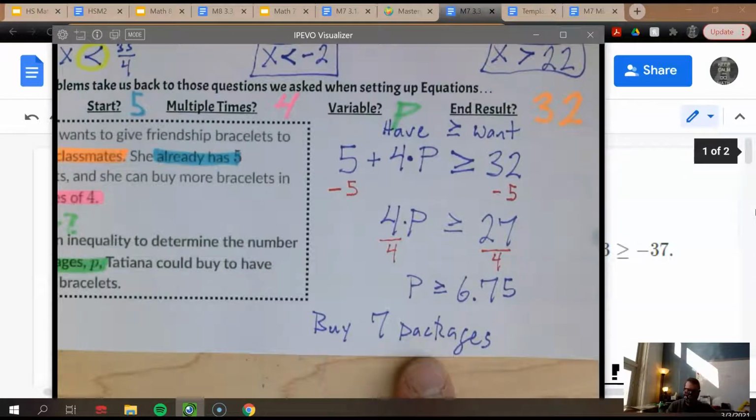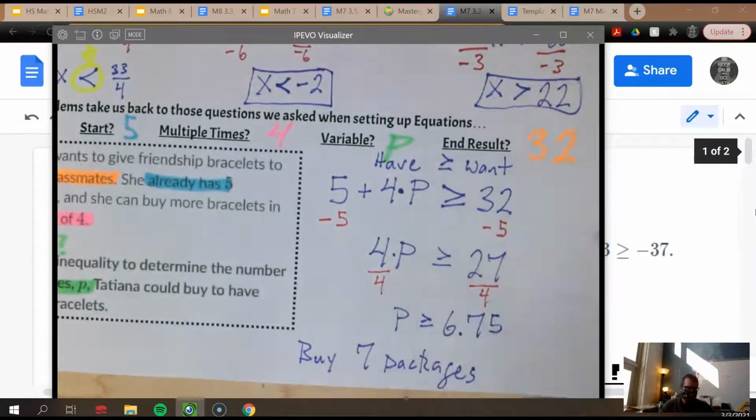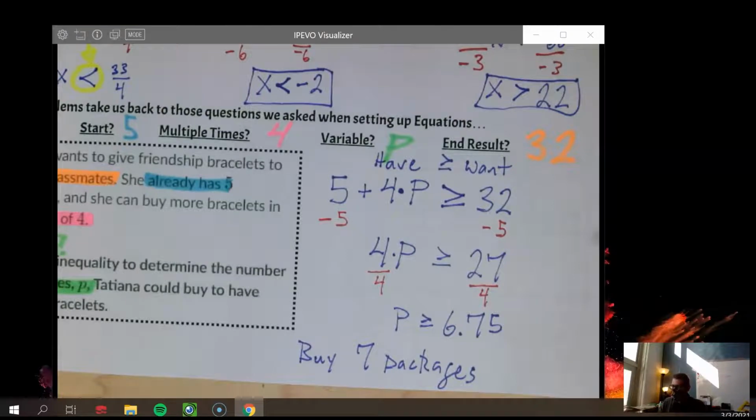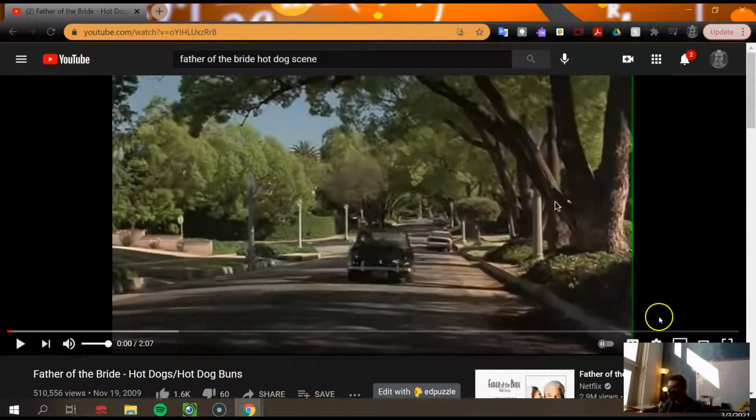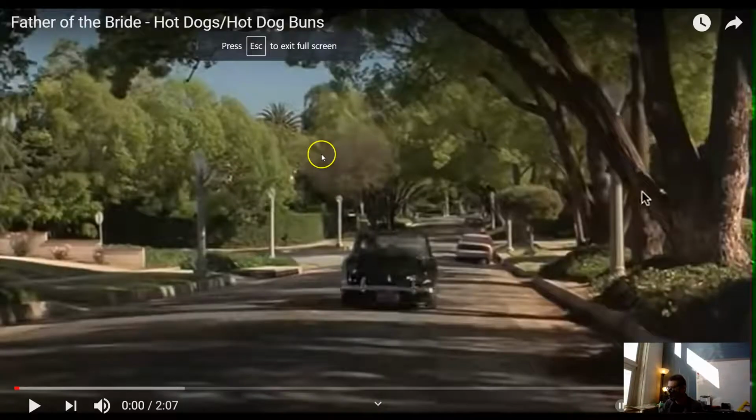Take a moment to start the problems on the back. I'm going to pull up a funny video clip for you guys because I like you and I'm trying to be nice. And what happens when you think you can only buy partial packages. So this is my favorite example of you cannot buy partial packages.